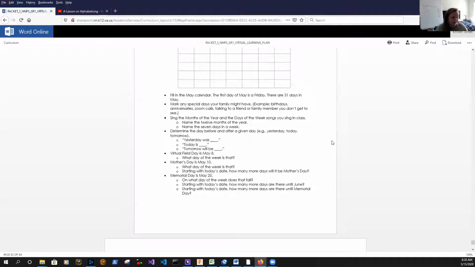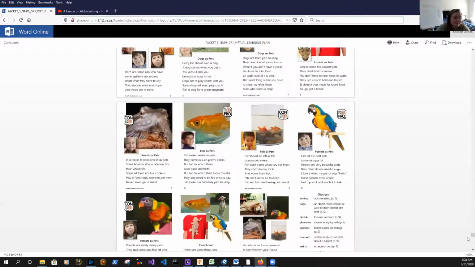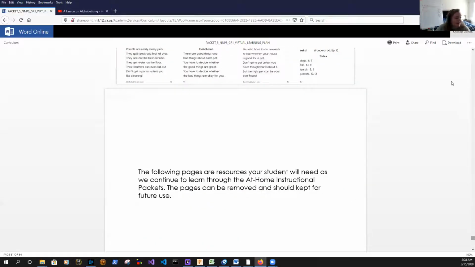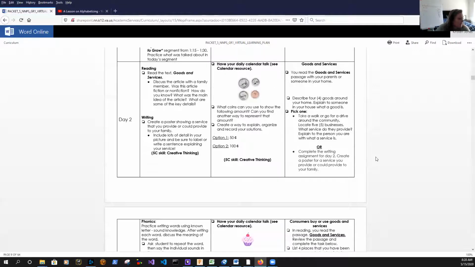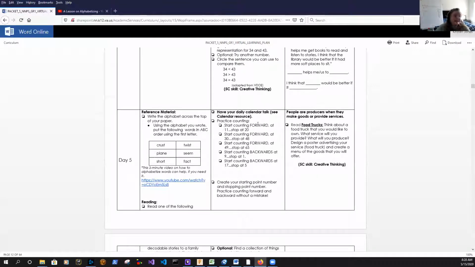So those types of questions are great. You should just be talking and kind of studying the calendar to learn the most you can from it. So that's your daily calendar talk. Then it says practice counting. So today is all about making sure when we count, we aren't skipping numbers.